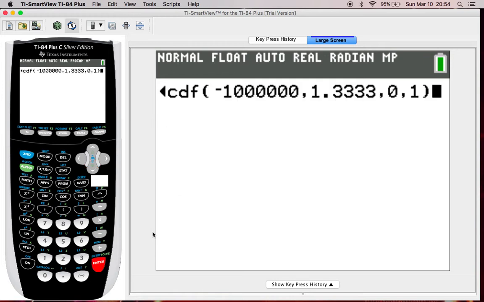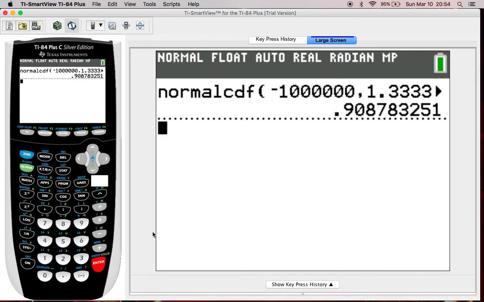So we put that in. This is what you should see on your calculator regardless of whether you have the menus or not. And I'm going to hit enter, and that's going to give me 0.90878, which rounds to 0.9088, which is what we had in the notes. So this is how you enter in a less than problem.